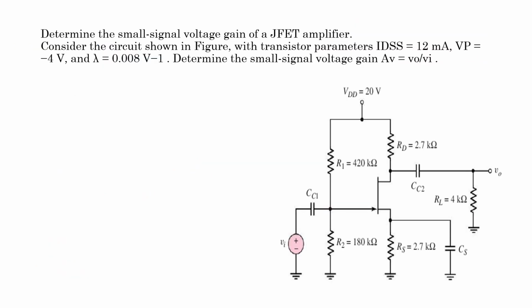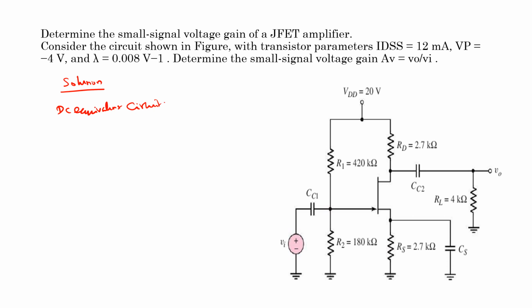So, determine the small signal voltage gain of a JFET amplifier. This is the amplifier, with the transistor parameters IDSS equal to 12 milliampere, Vp equal to minus 4 volts, and lambda equal to 0.08 per volt. Determine the small signal voltage gain. So the first step is to draw the DC equivalent circuit.